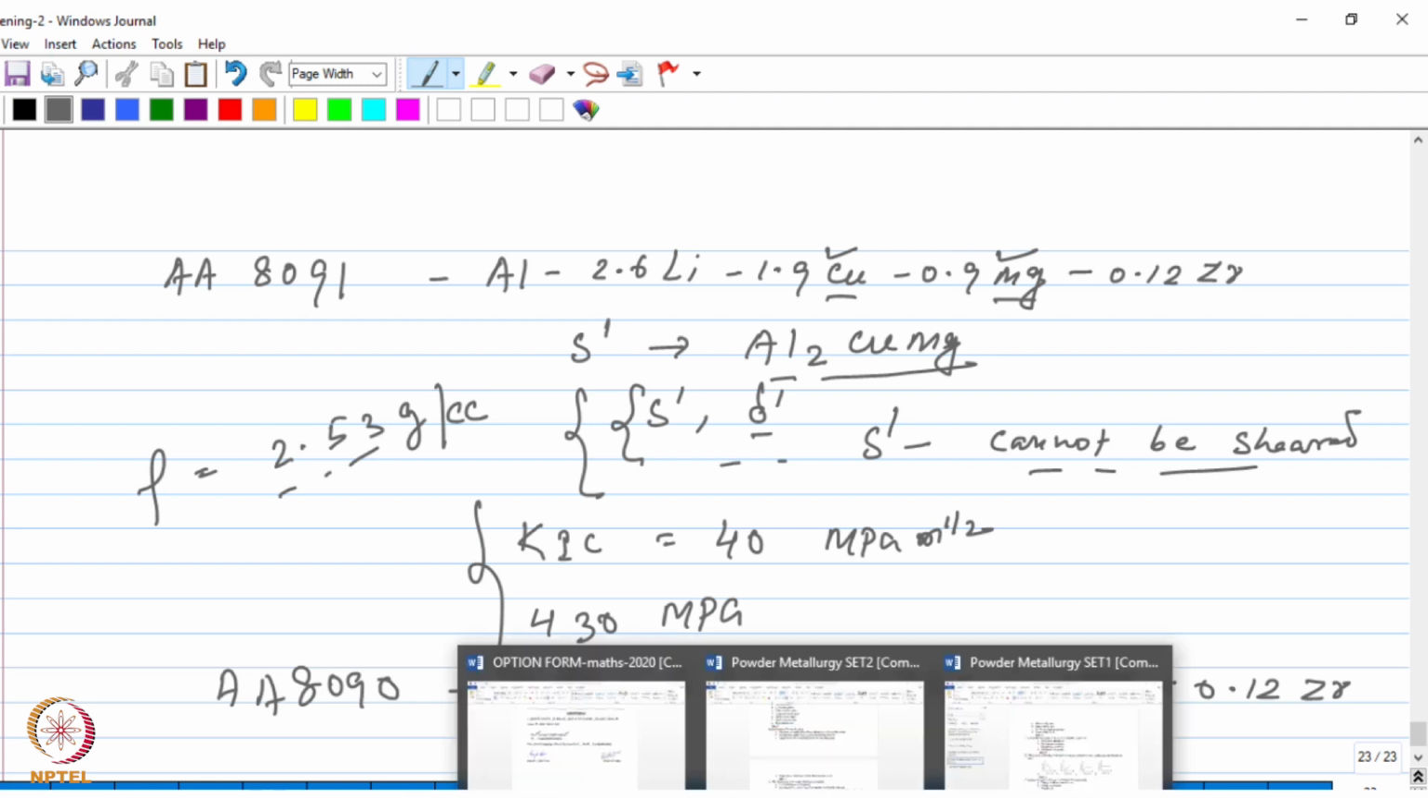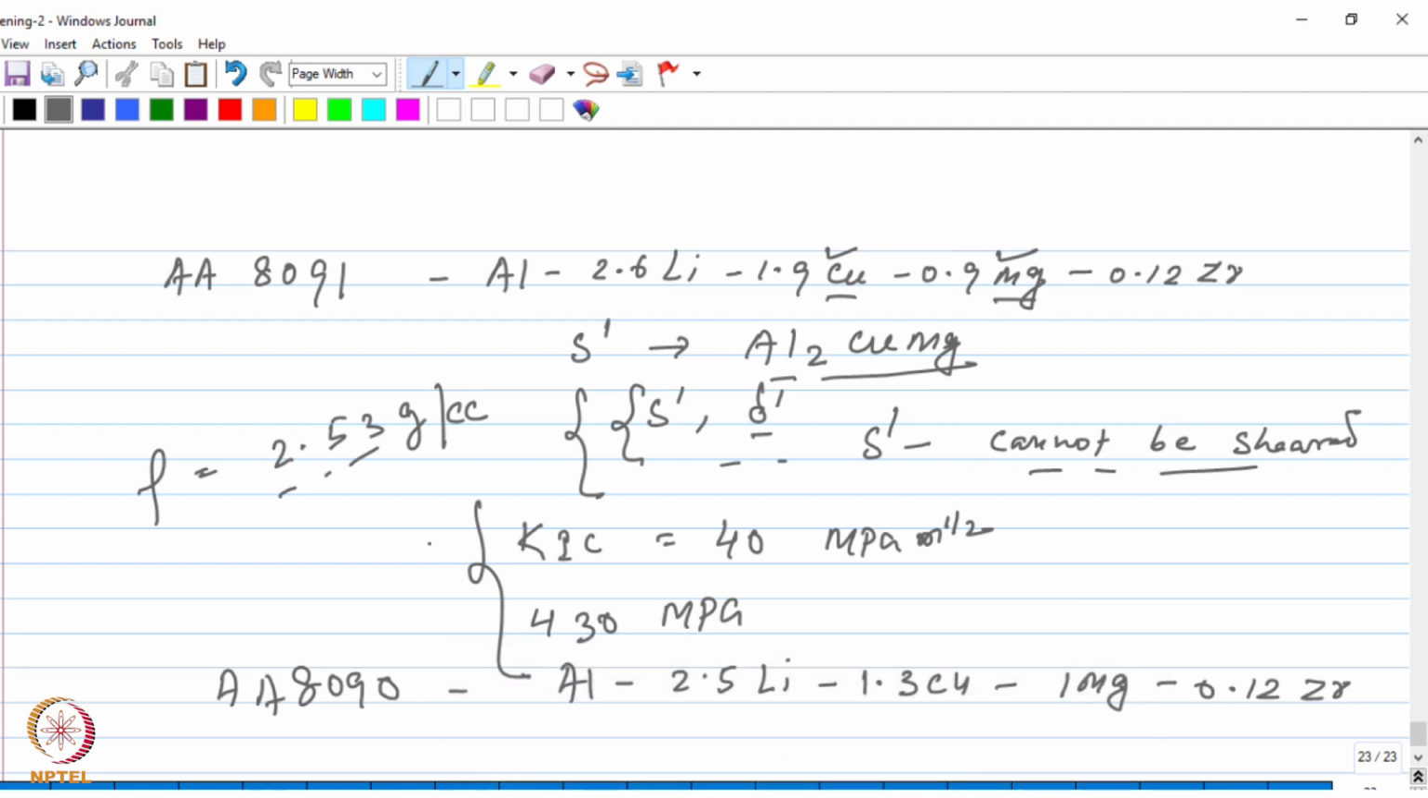And these properties that I talked about, these belong to 8090. And for the 8091, if you look at the properties, it is a little higher because you have a little more copper. So the strength is 490 MPa, but the fracture toughness is lower. From 40, it comes down to 30.